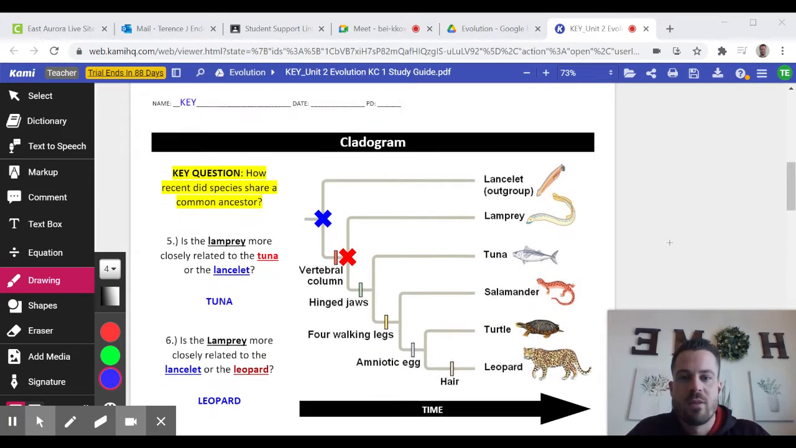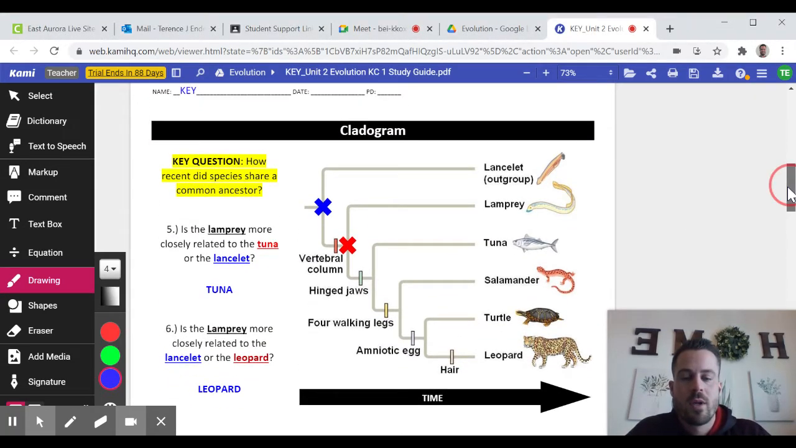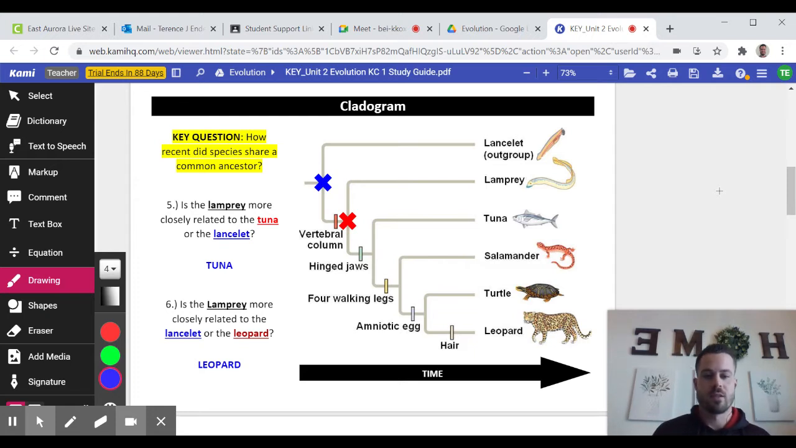All right, ladies and gentlemen, I wanted to make a video on how to read cladograms and phylogenetic trees because I think this is something on the quiz that you're going to need a little bit more help with.